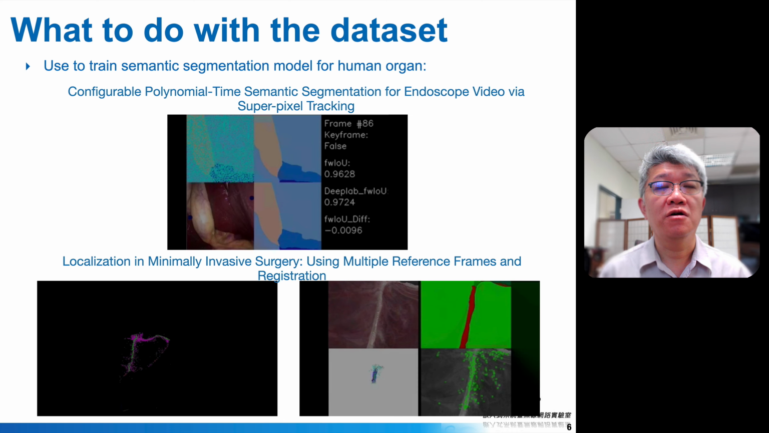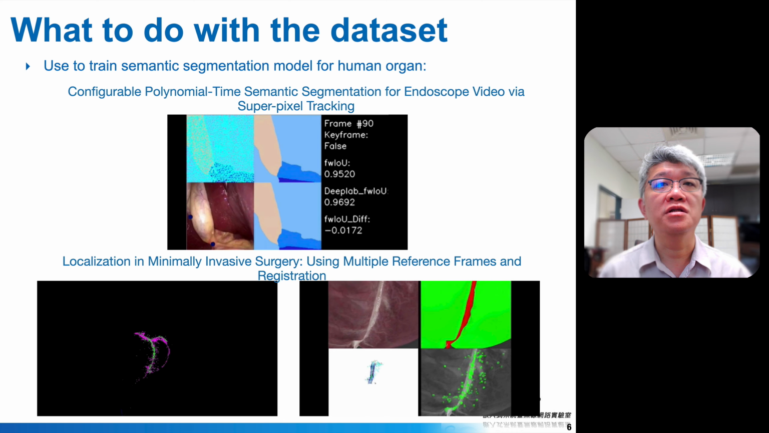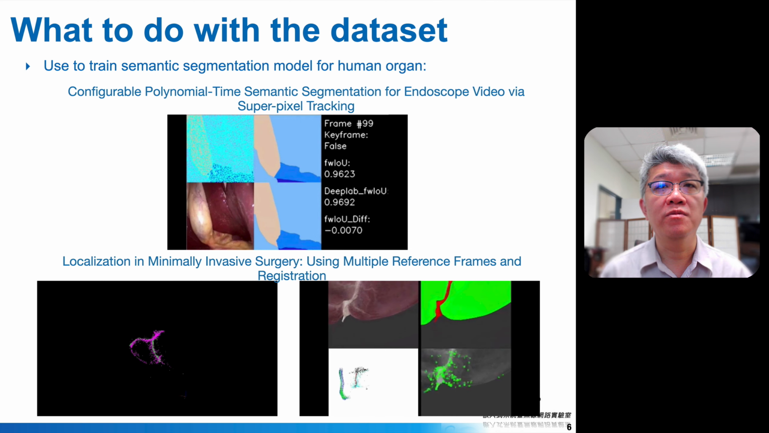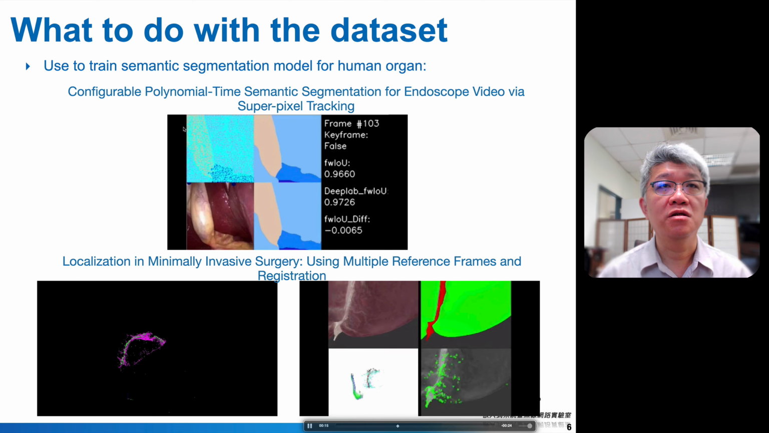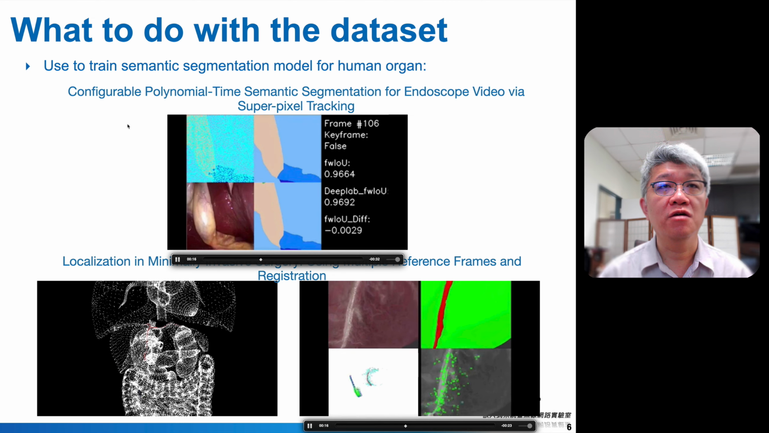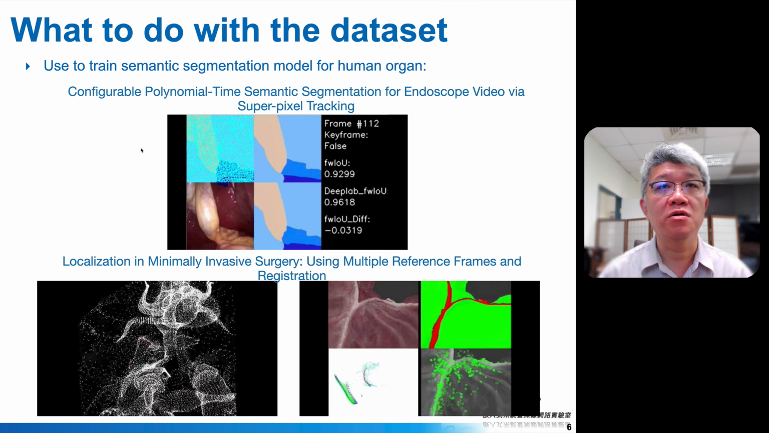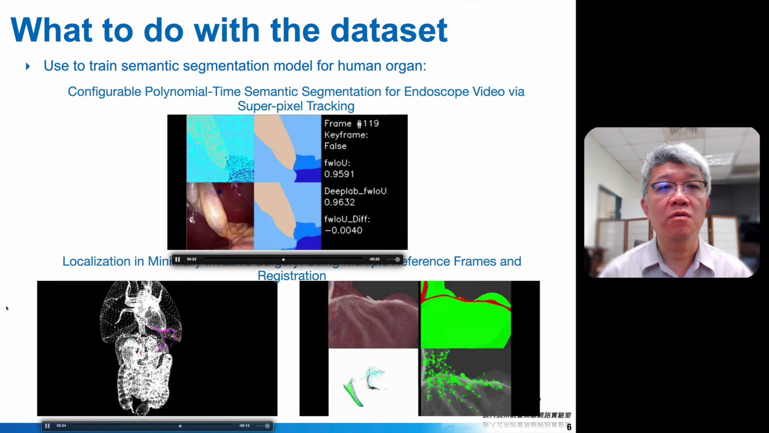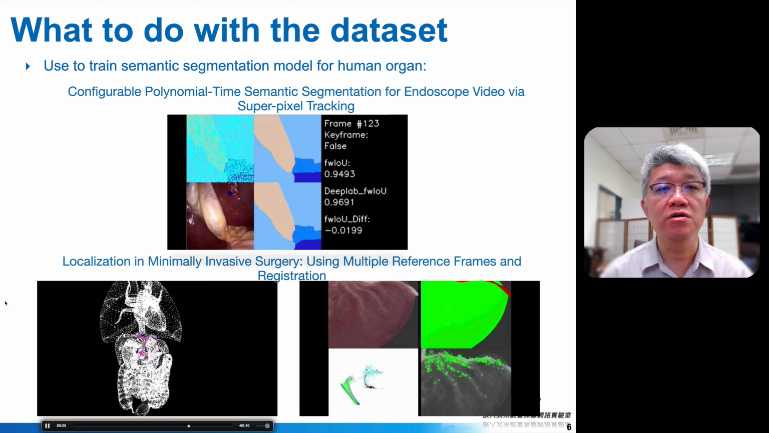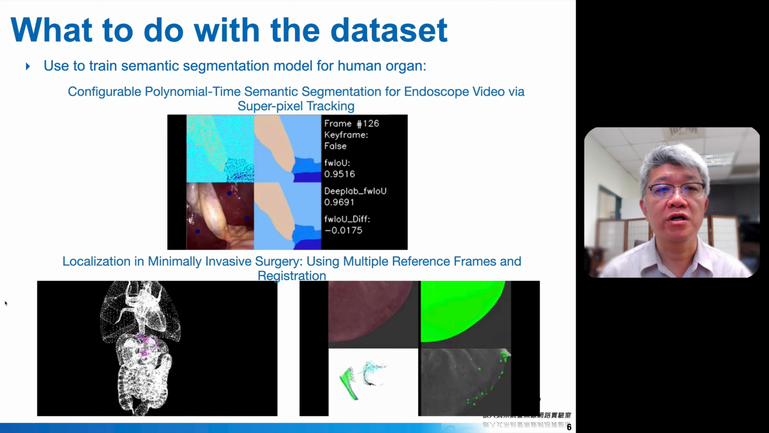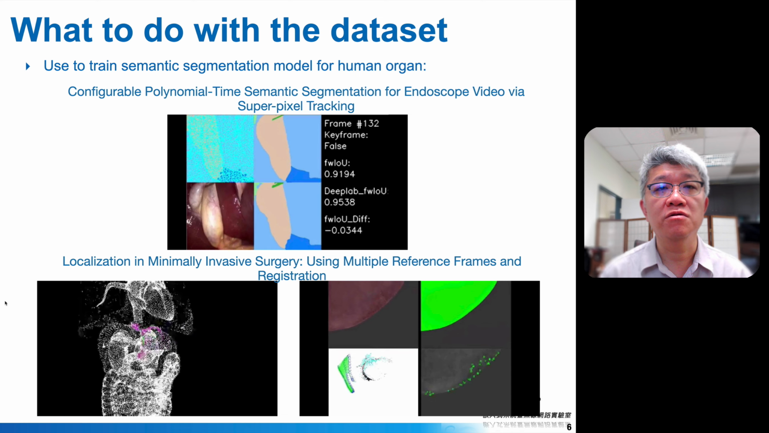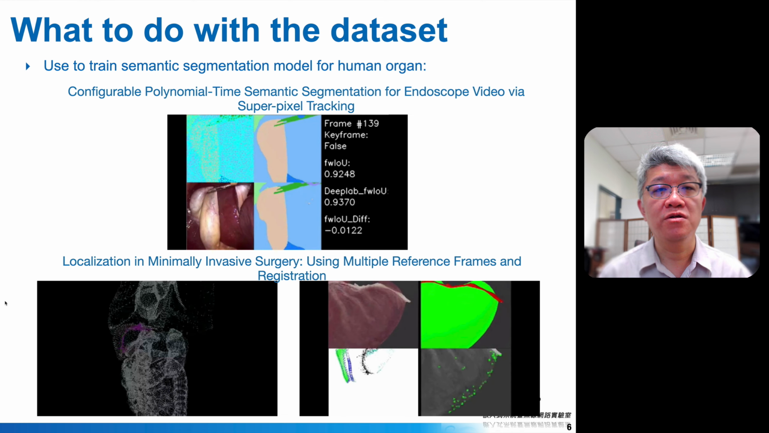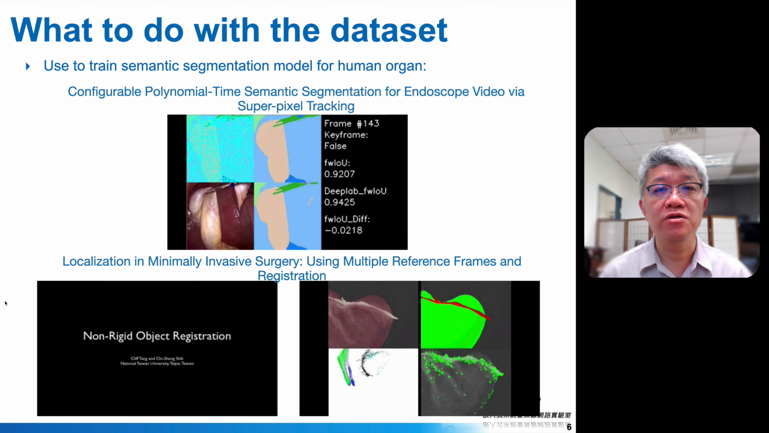In particular, in these three examples, we use this dataset to train a semantic segmentation model for human organs. The one showing on the top, we train the model to recognize the human organs for semantic segmentation. And the one in the bottom, we use this model to recognize the liver and the liver ligament, to allow us to track and register the three-dimensional point cloud data onto the general human model.